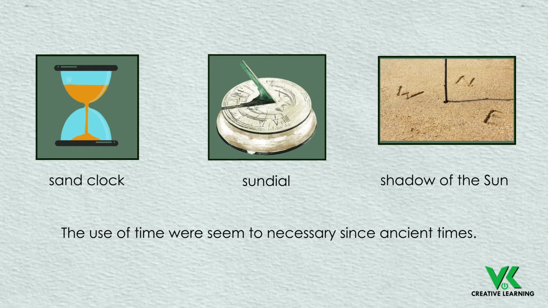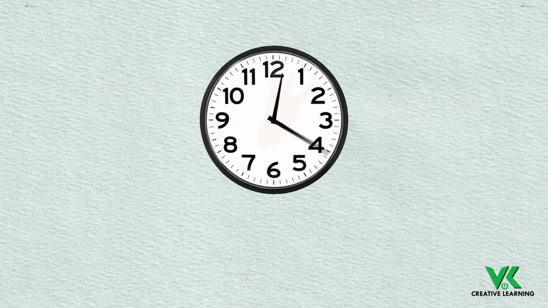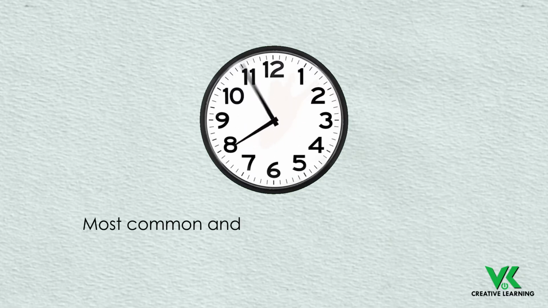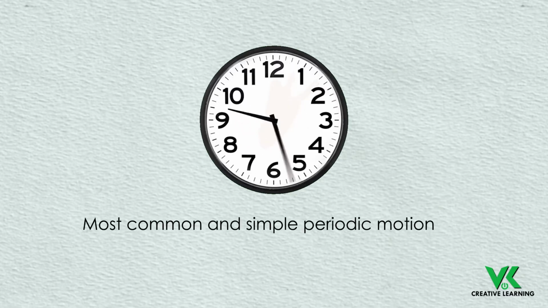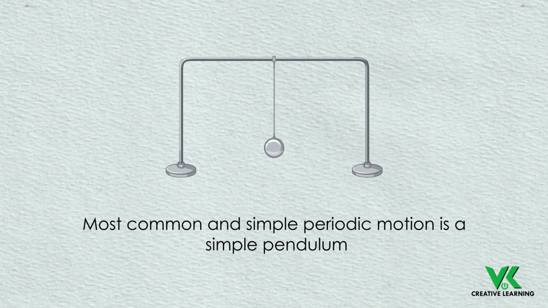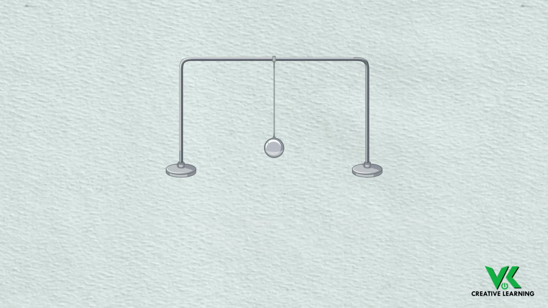Now, the clocks have eased our purpose. We have different types of clocks to measure time. The working of clocks is rather complex, but all of them make use of periodic motion to show the correct time. One of the most common and simple periodic motions is a simple pendulum. Have you ever seen a simple pendulum?